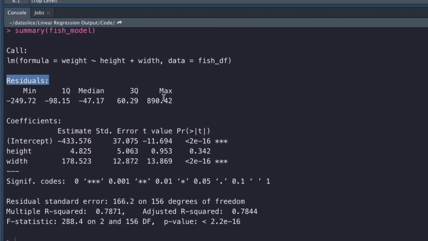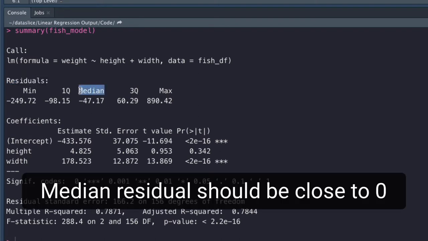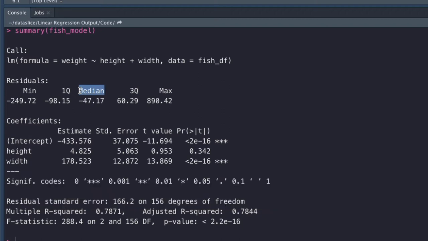We don't see the mean on here because with linear regressions, the mean will actually always be zero, since that's what they optimize for. But starting with the median, we want this number to be as close to zero as possible. Now, I should preface that it's hard to define exactly what's close to zero or far from zero because it's relative to your data, so you'll need to use your intuition when it comes to interpreting these numbers. Anyway, we want the median to be close to zero, like our mean, because it would imply that the model isn't skewed one way or another.